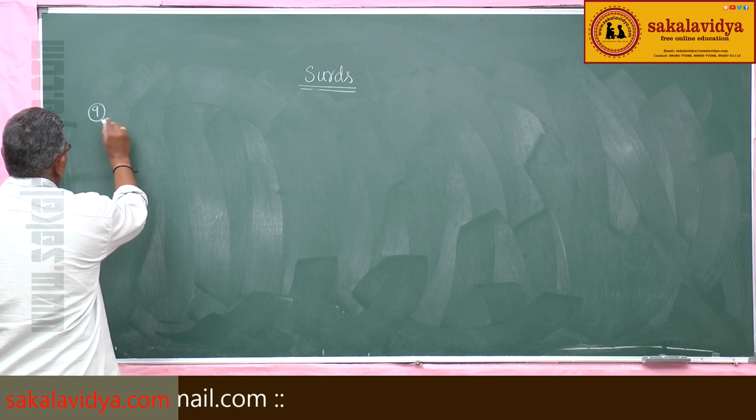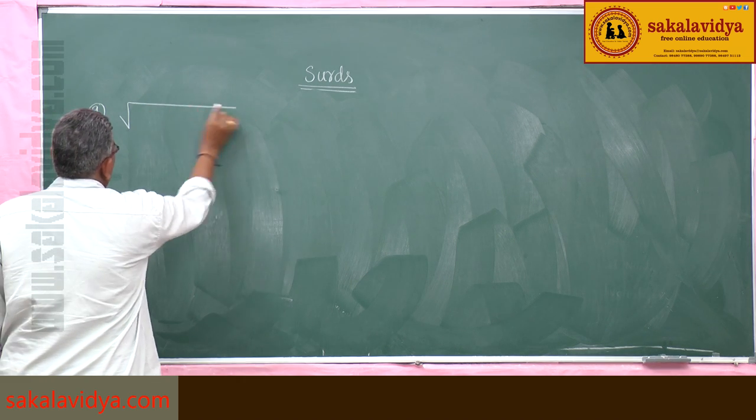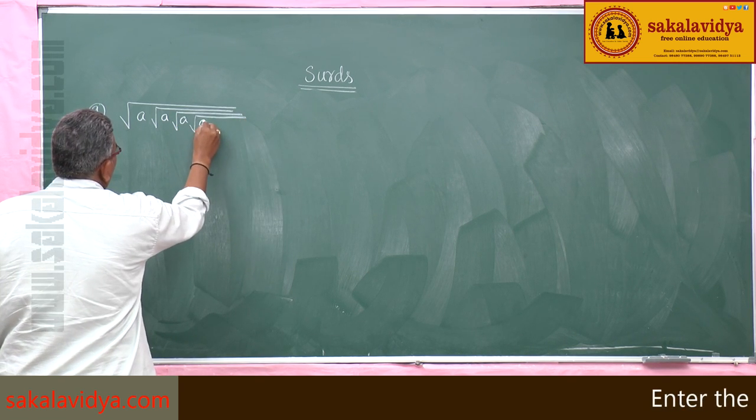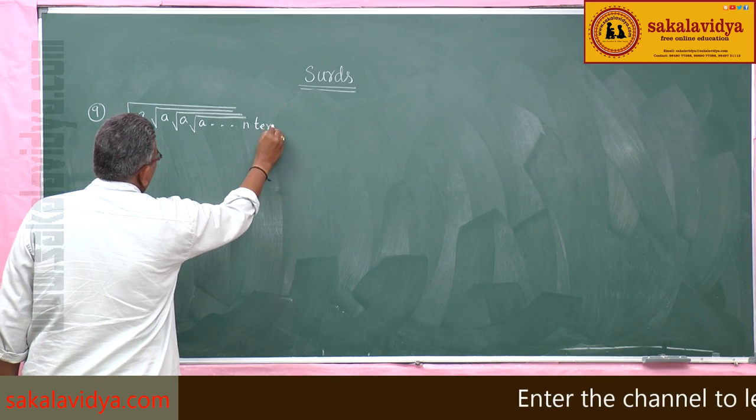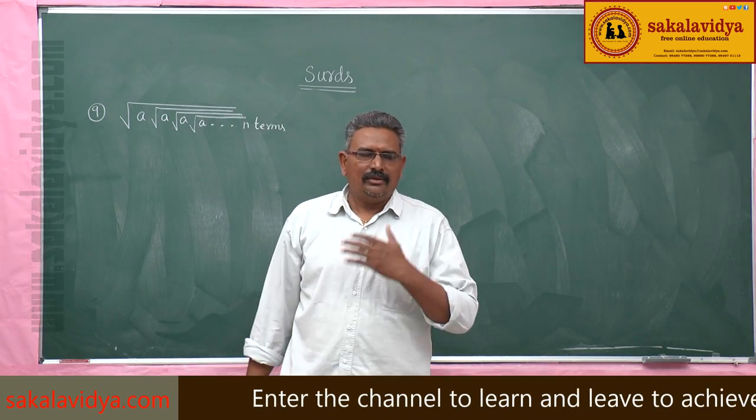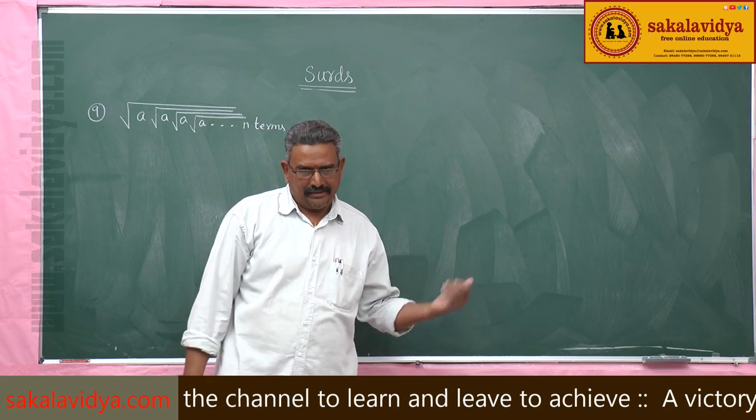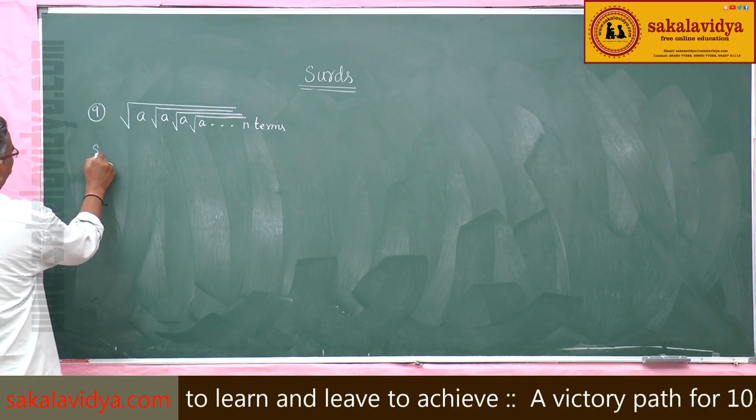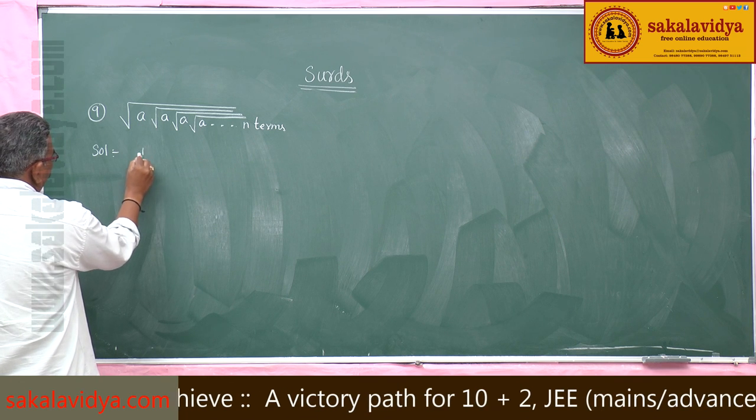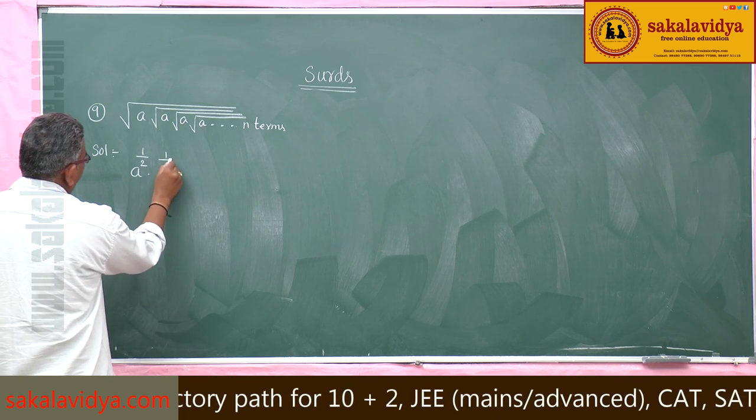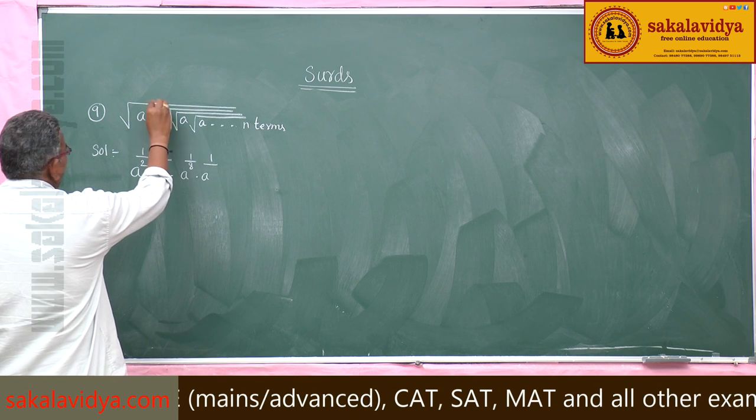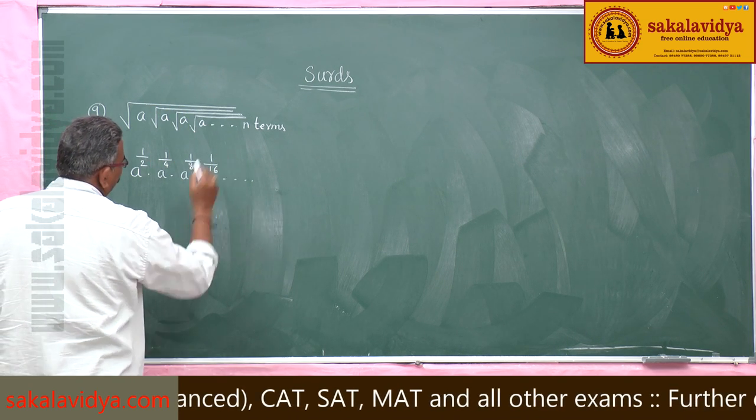So let us find out root of a, root of a, root of a dash dash n terms. Let us formulate it, after that we do some example problems based on this easy method. So this can be written, this is a to the power of half, this is a to the power of 1 by 4, this is a to the power of 1 by 8, this is a to the power of 1 by 16, dash dash n terms.